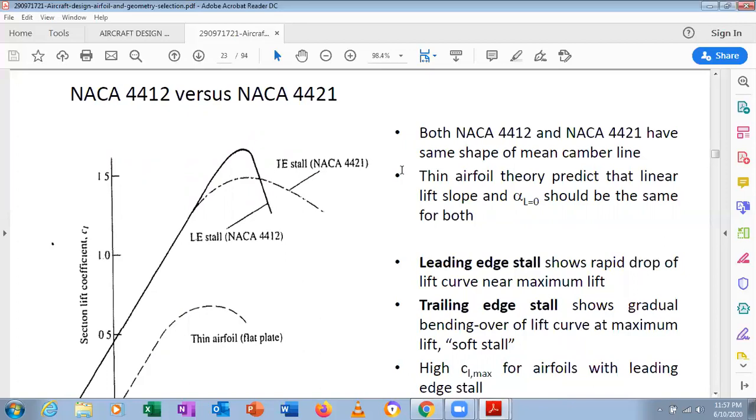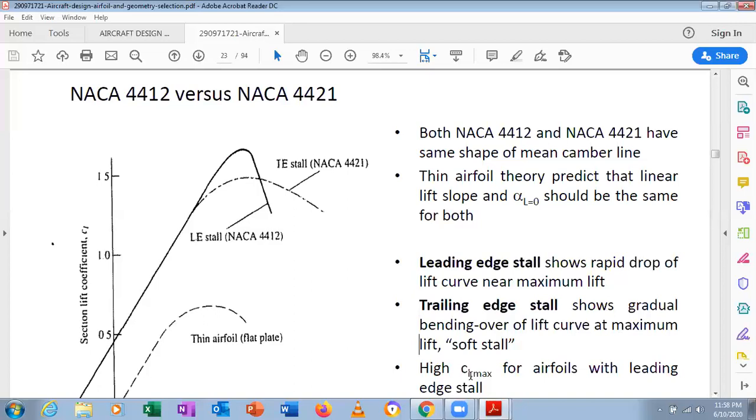Thin airfoil theory predicts that the linear slope and alpha L=0 should be the same for both. The leading edge stall shows a rapid drop in the lift curve near the maximum lift, and trailing edge stall shows the gradual bending over of the lift curve at maximum lift. That is called soft stall. We'll call it soft stall.